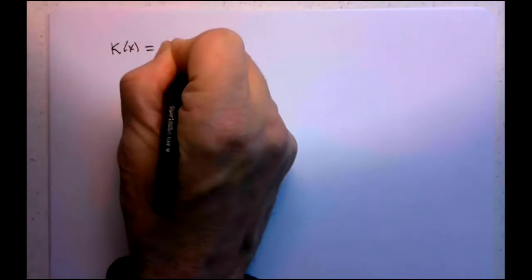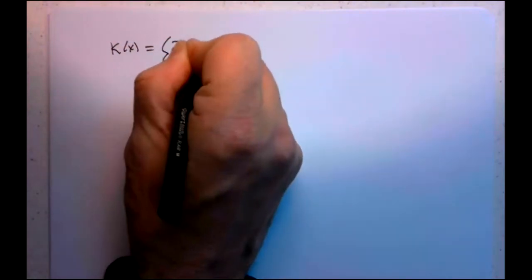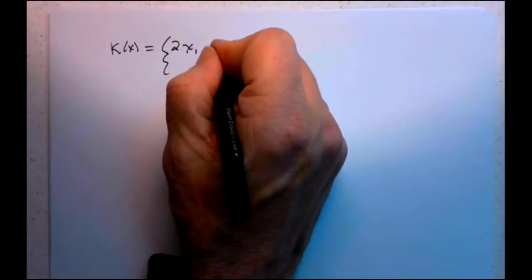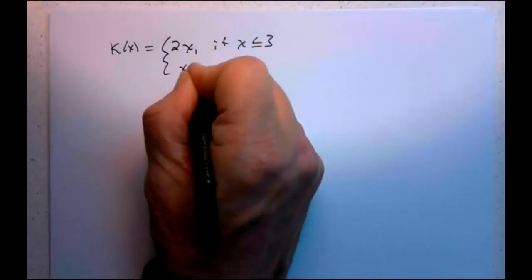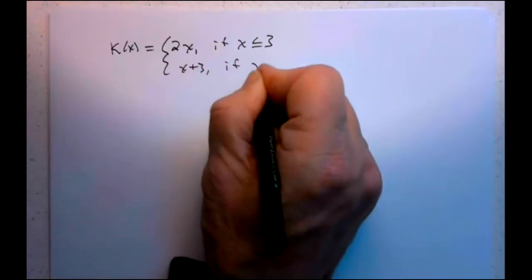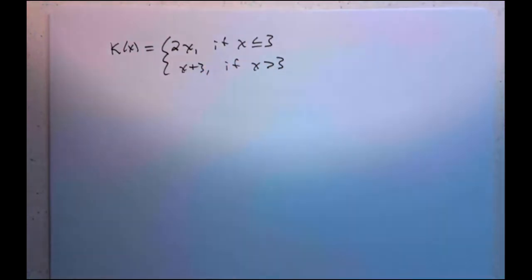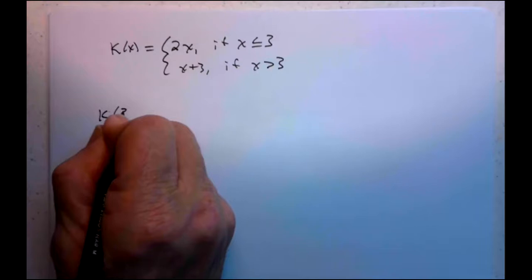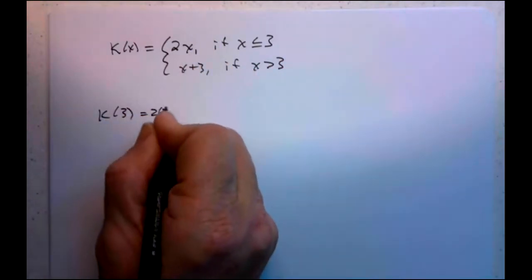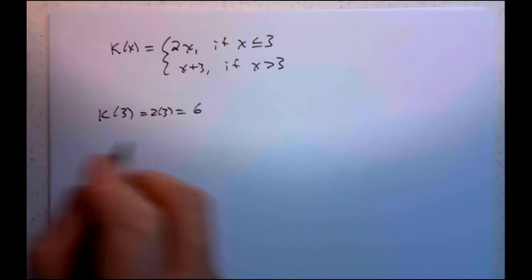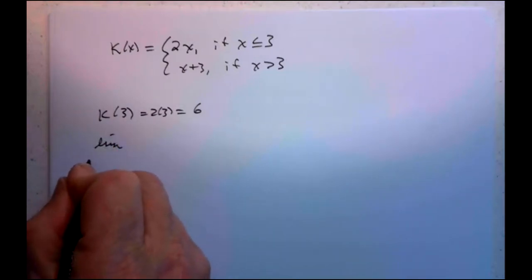What if I have k of x is 2x if x is less than or equal to 3, but it's equal to x plus 3 if x is greater than 3. First off, what's k of 3? K of 3 is on this branch, 2 times 3, which is 6.